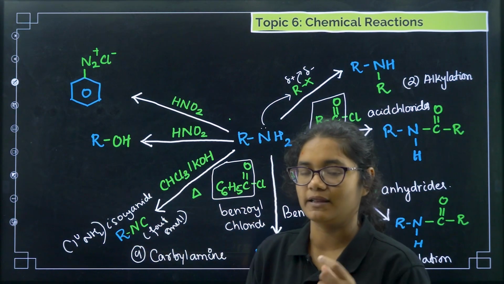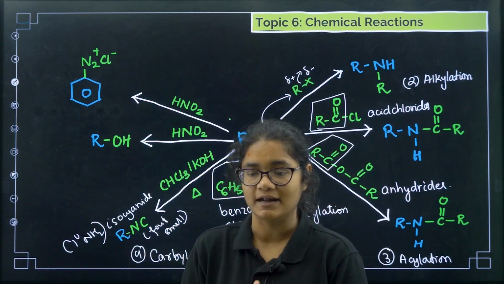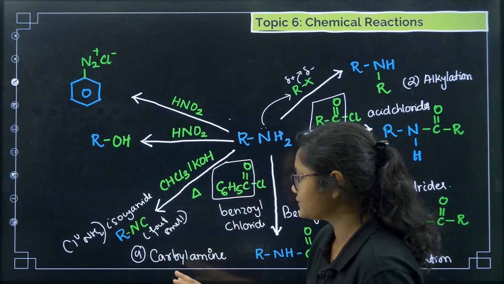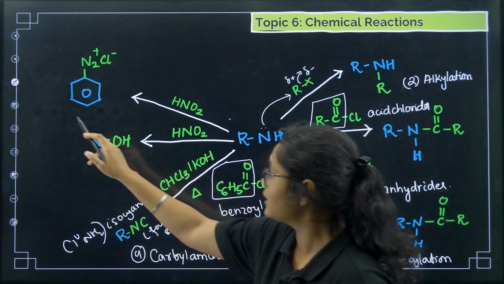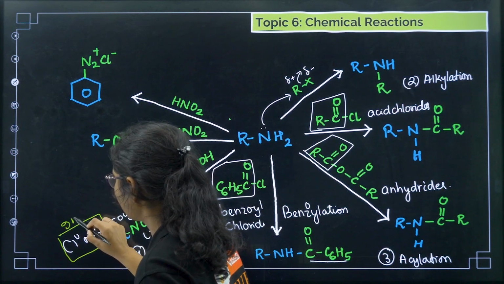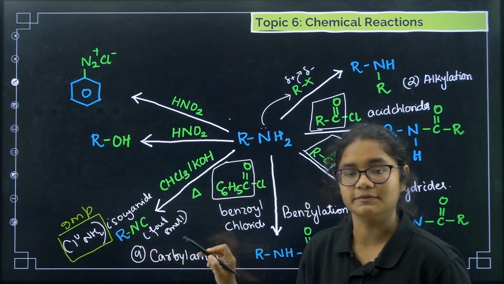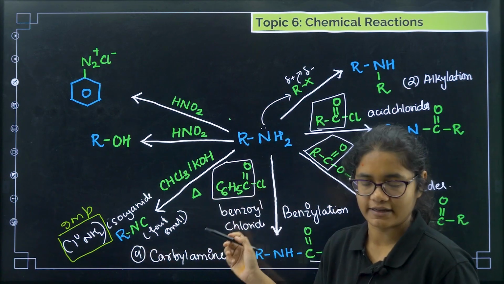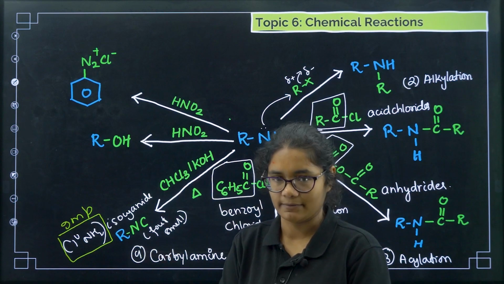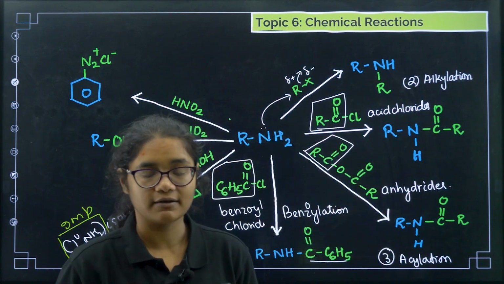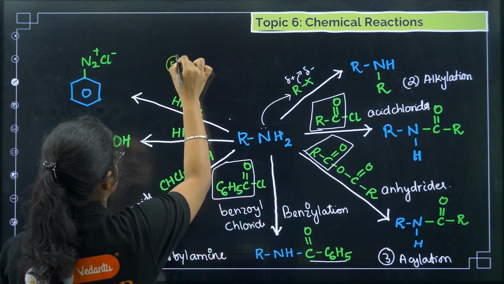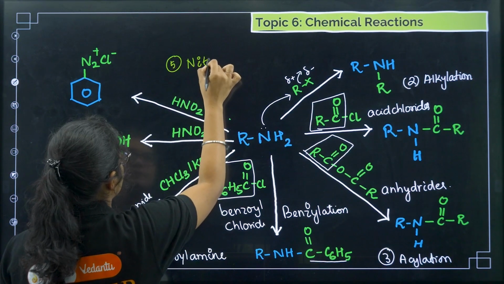So with this foul smell, we can easily identify that the amine that was given to us is nothing but a primary amine. Remember this one. This is very important, that only primary amines give this test. Only primary amines will react with the carbylamine reagent, that is CHCl3 and KOH, to give you isocyanide, which has a foul smell. So we have done with 4 reactions. The 5th reaction is with nitric acid.